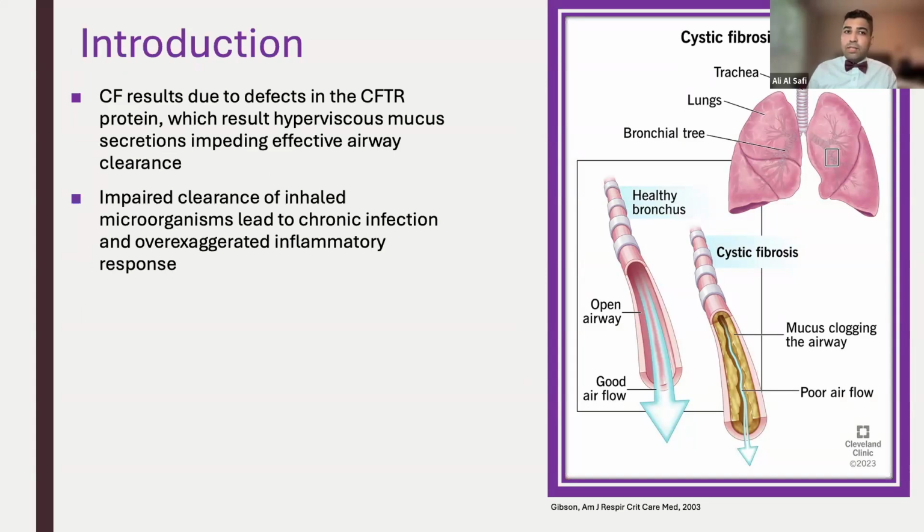So as you know, cystic fibrosis results from defects in the CFTR protein, and that will lead to thick mucus secretions impeding effective airway clearance. Due to that impaired clearance, we cannot get rid of the microorganisms that we inhale from the environment, and that will lead to chronic infection and an over-exaggerated inflammatory response. That inflammation causes pulmonary damage in the form of bronchiectasis, which further impairs airway clearance and leads to that vicious cycle of infection, inflammation, and lung damage.